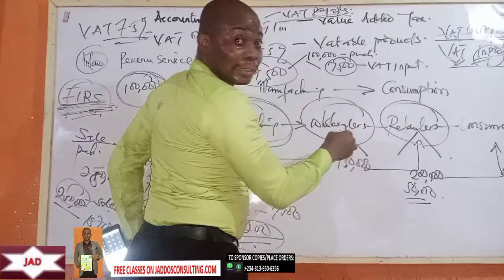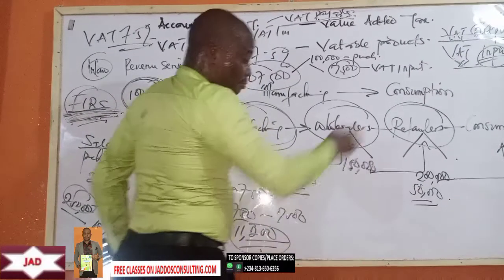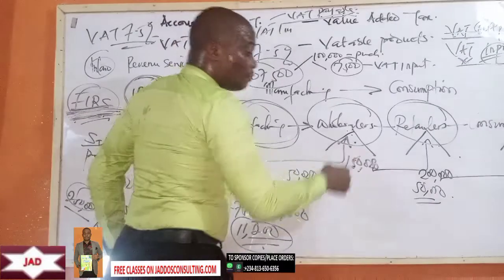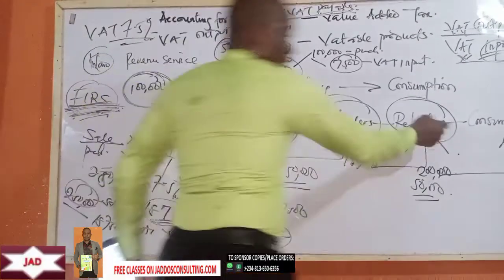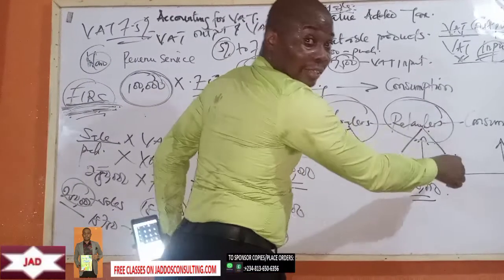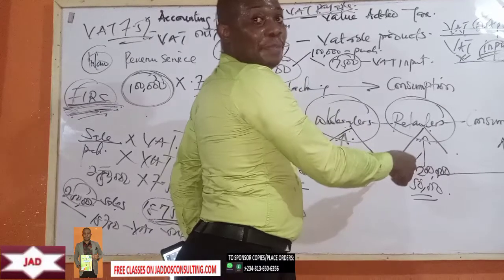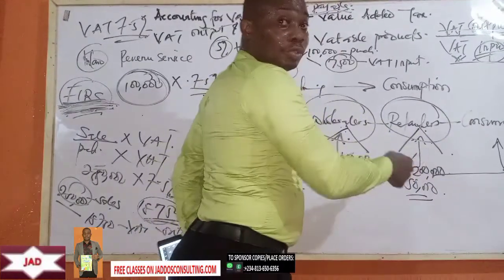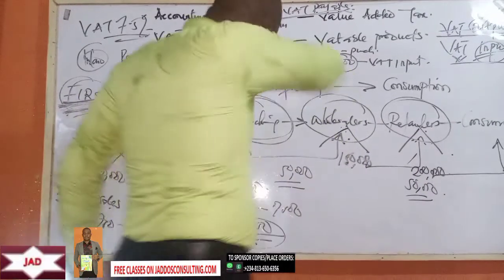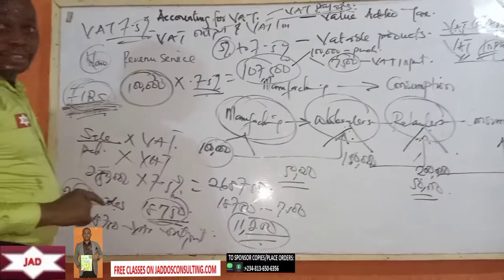There's an accountant here as well. He will buy, he will sell. If he sells, he will charge VAT. If he buys, he will pay VAT. At the end of the day, the difference between your VAT output and your VAT input, you know what they're going to remit to the Inland Revenue Service. The accountant here too, he will buy, he will sell. When he sells, he charges VAT. When he buys, he pays VAT. At the end of the period, he compares output to input to know what he's going to give to the Federal Inland Revenue Service.